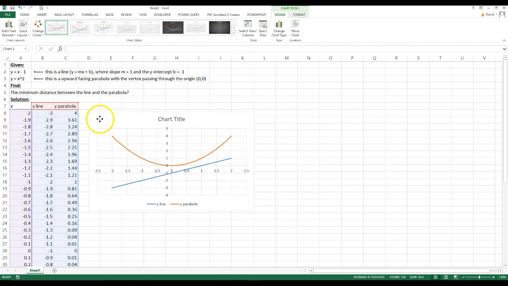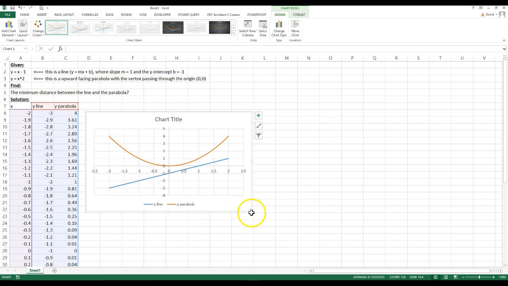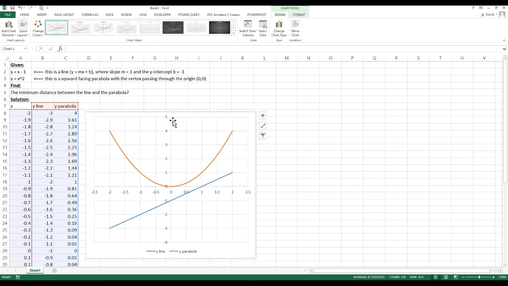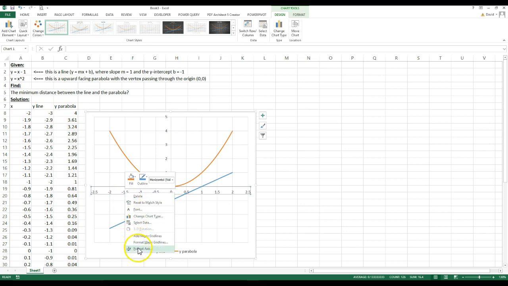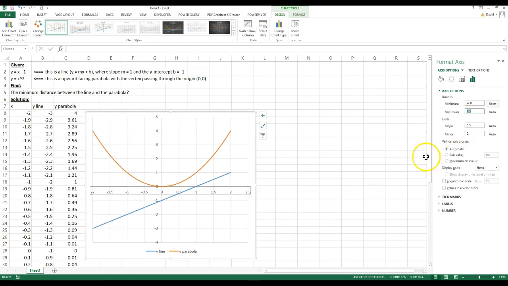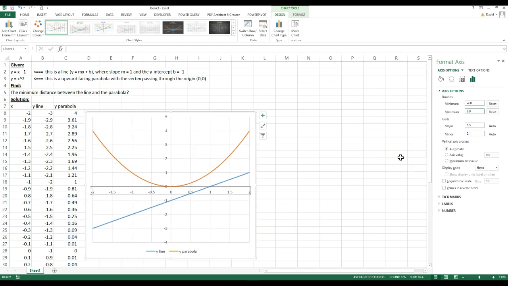Okay, and I'm going to move this over here and drag it. Now I'm going to get rid of the title because we kind of know what this is. And I want the scale to be the same in the X and the Y. So I'm going to click on this axis and right click. I'm going to go Format Axis. And I know my numbers are from -2 to 2. So I'm going to say the minimum is -2 and the maximum is 2. Okay. And then I'm going to close that.